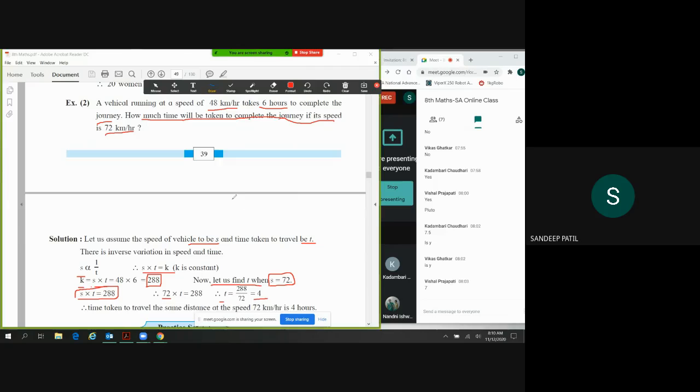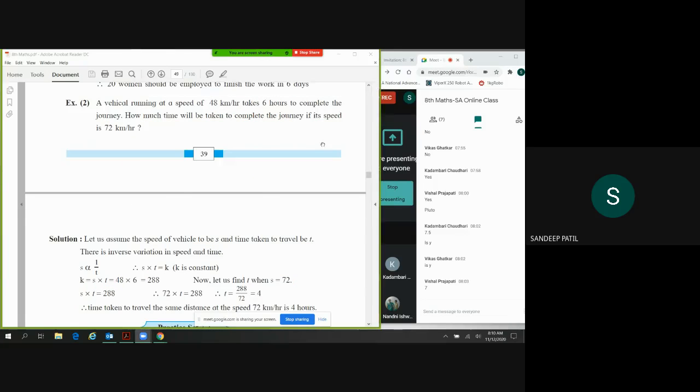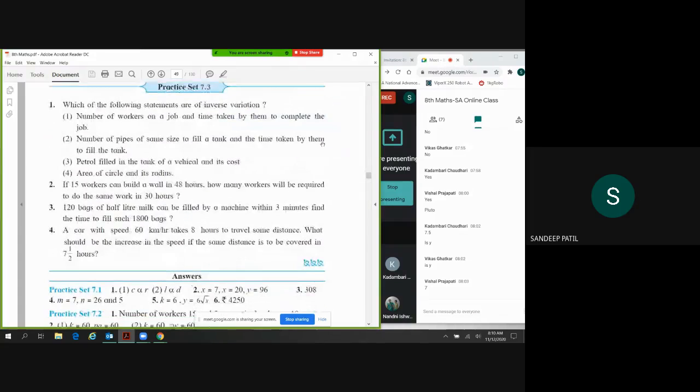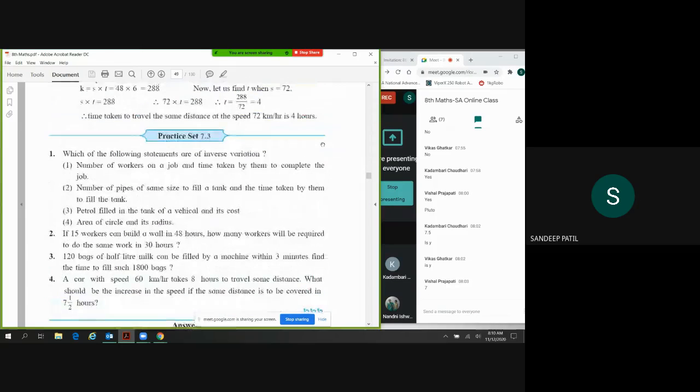Okay, so we can see that as speed has increased, right? First the speed was 48, then T was 6. As speed is increased to 72, time is reduced. So this way, inverse variation has been used for this type of problem. So let's move to the next practice set.